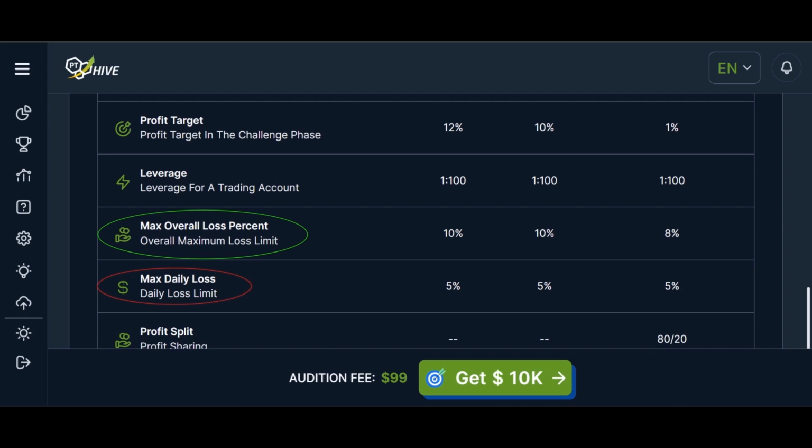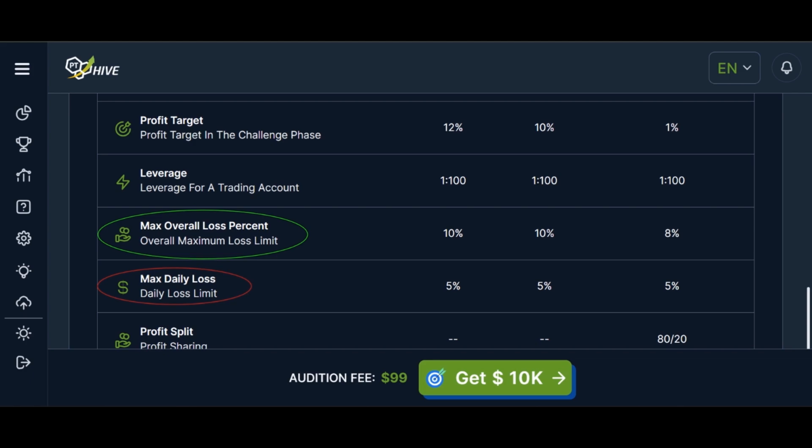So take for instance, you funded a 10k account. On the first phase, the 10% is a $1,000 overall drawdown. You are not supposed to lose up to $1,000 overall on the first phase, and the 10% on the second phase is $1,000 again on a 10k account. Remember, it is dependent on the account size. On the third phase, the funded phase, you're not supposed to lose up to $800 overall, and that is the 8%.